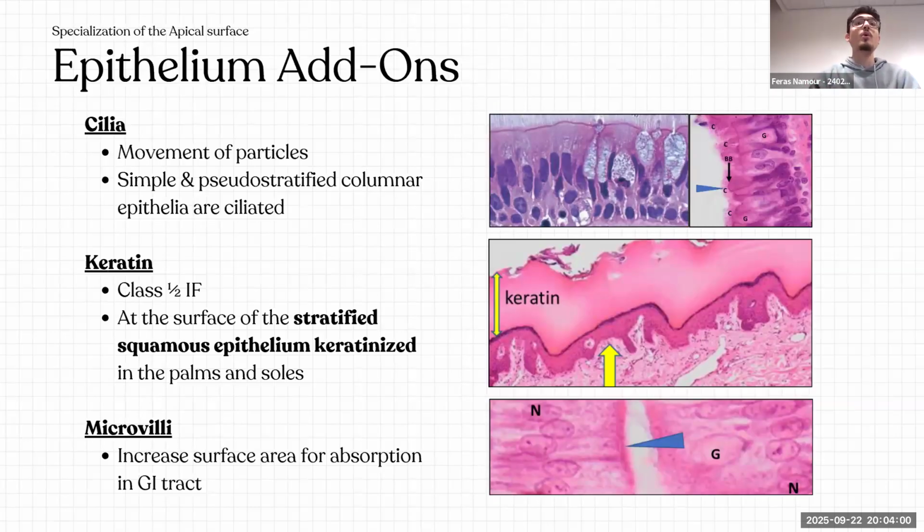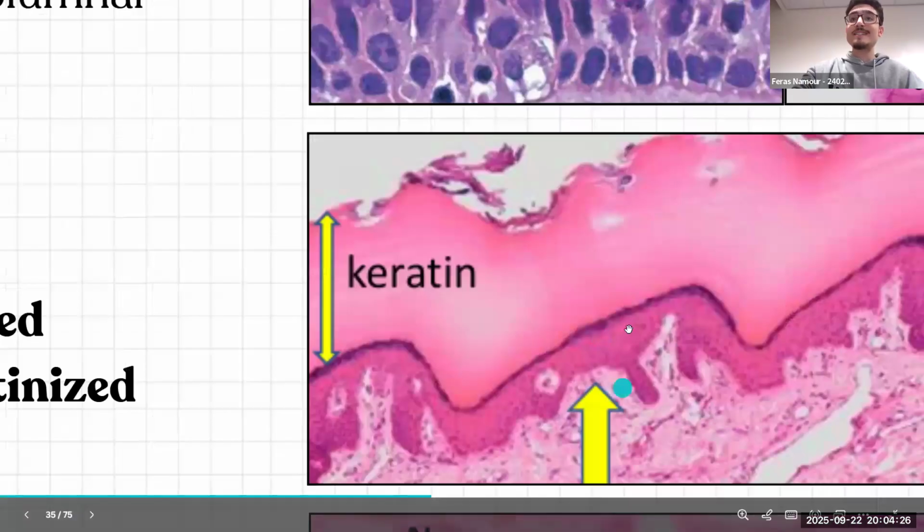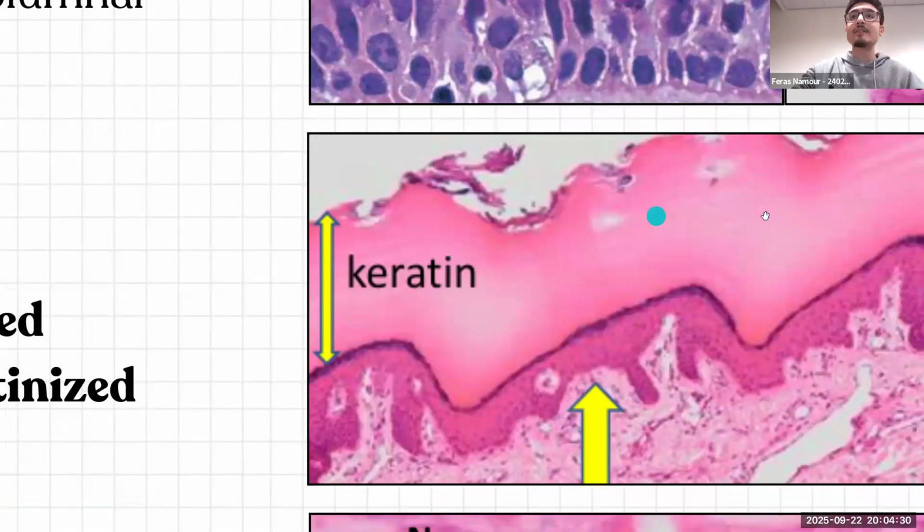Tamam? Again, what is keratin, guys? We just talked about it like 20 slides ago. Keratin is an intermediate filament, class 1 and 2. That's why I highlighted it back then, because I want you to know it. Tamam? So it's an intermediate filament, but over here it's a protein serving as extra protection on top of my stratified squamous epithelium. So this is the epithelium of my skin, and all of this is extra keratin.